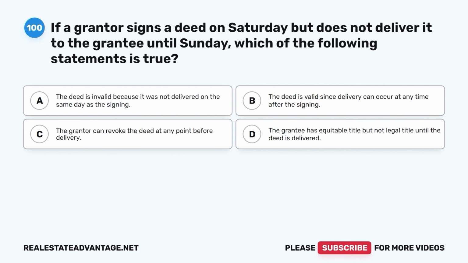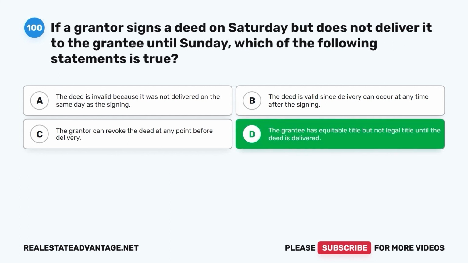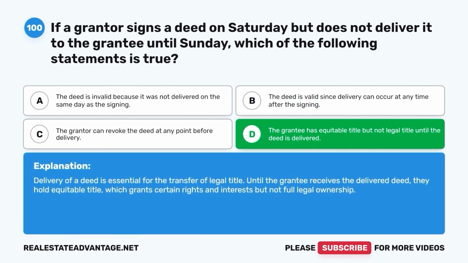The correct answer is D. The grantee has equitable title, but not legal title until the deed is delivered. Delivery of a deed is essential for the transfer of legal title. Until the grantee receives the delivered deed, they hold equitable title, which grants certain rights and interests, but not full legal ownership.